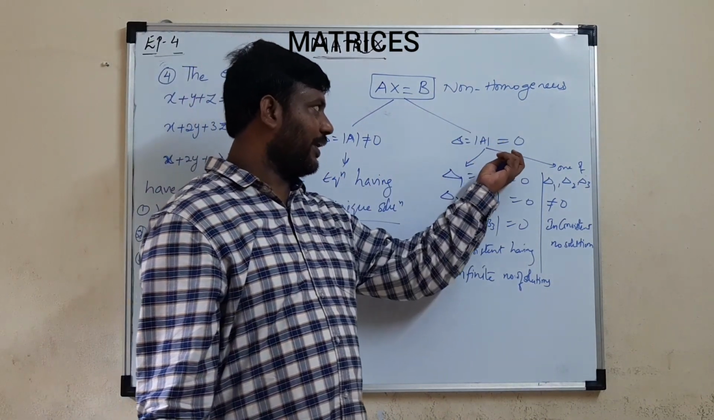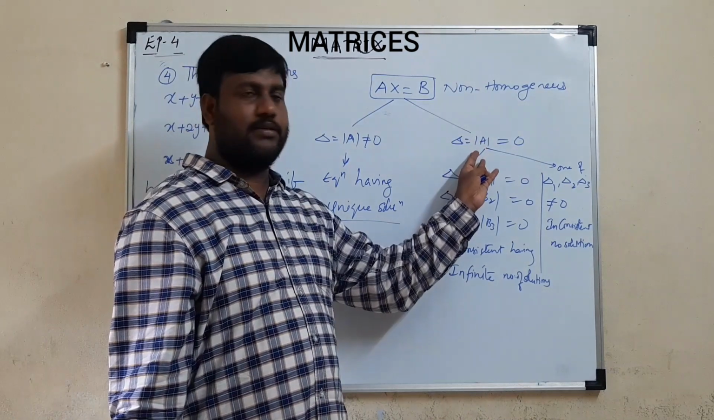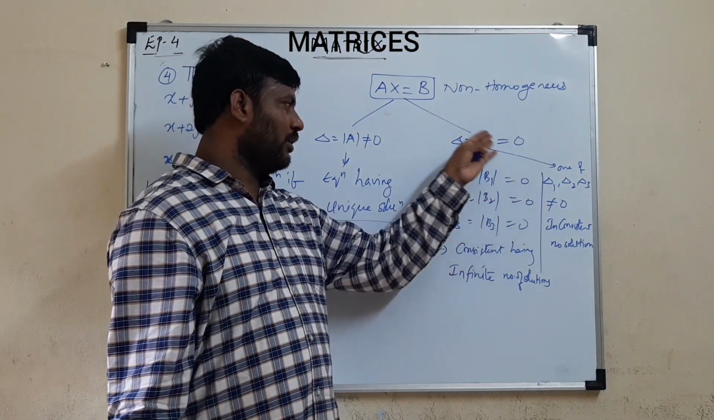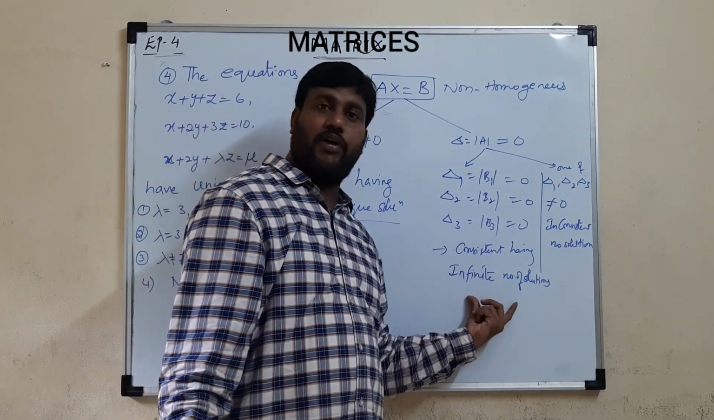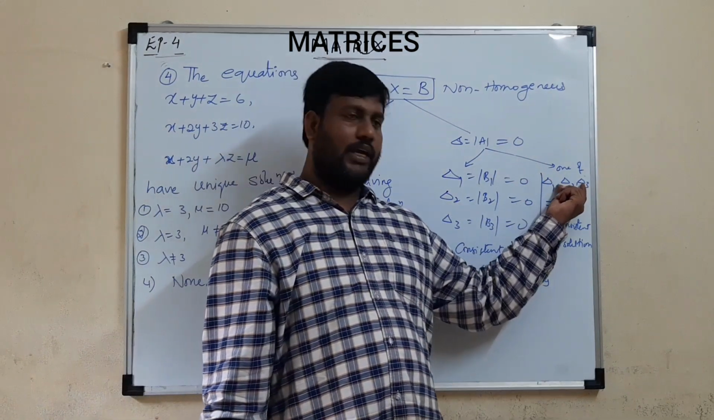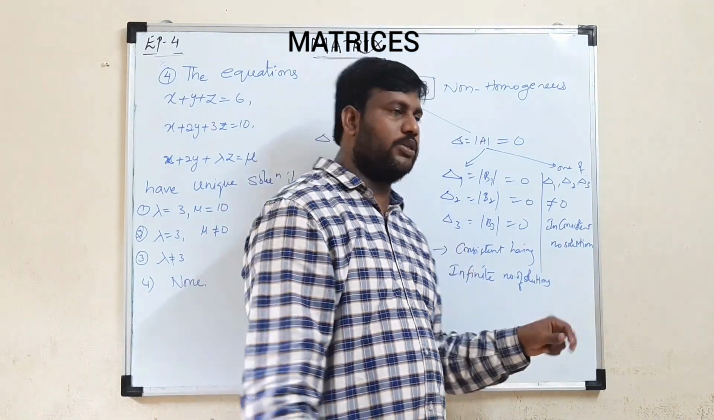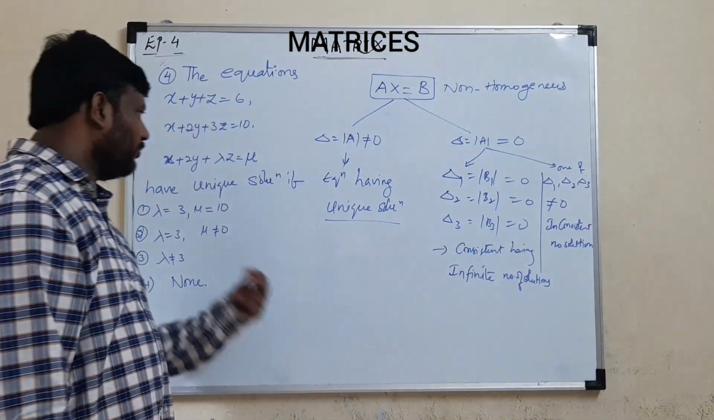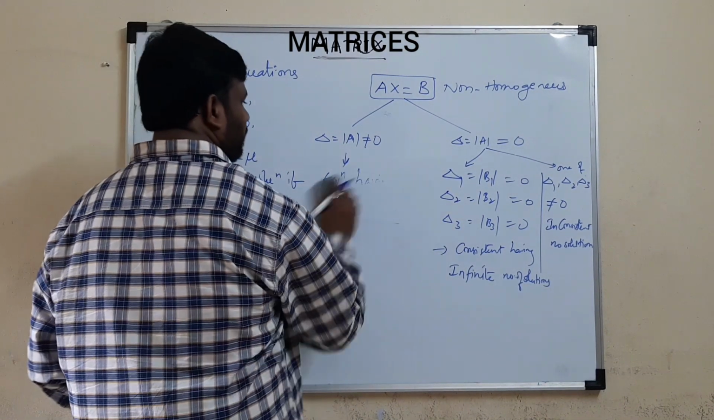If det A equal to 0, where det A is the coefficient matrix determinant, then we need to find delta 1, delta 2, delta 3. If you get all 0, then consider infinite number of solutions. If any one of them is not 0, then that is inconsistent, there is no solution. You have to remember this fact. Now we work the problem using this concept.